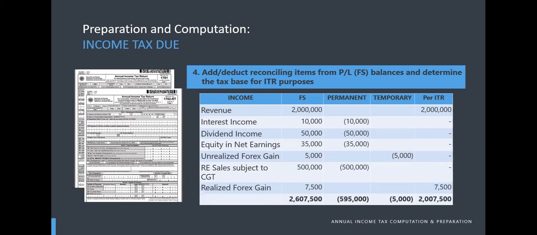Realized forex gain. Since this income is already realized, there is no need for us to remove it from the taxpayer's taxable income. So from 2.6 million accounting income, the taxable income is now lowered by 600,000. So the taxable income of the taxpayer after the consideration of reconciling items only amounted to 2,007,500.